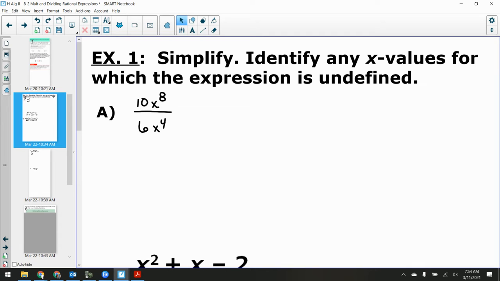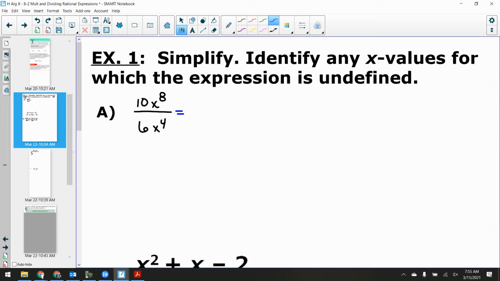All right, so let's take a look at example A here. Now, notice that this is a quotient of 2 monomials. So I'm going to reduce this fraction. Now, we know how to reduce this fraction. We've worked with this fraction before. We've seen these things before. So what are we going to do? Well, I have to think about what common factors are there in both numerator and denominator.